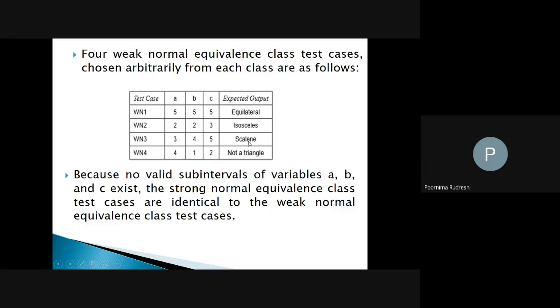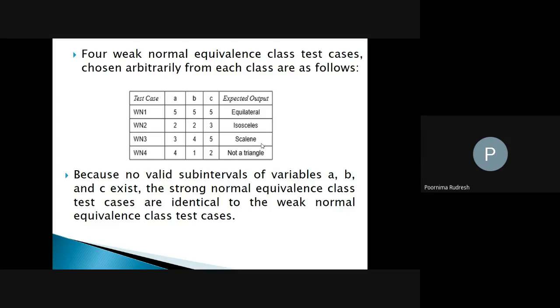If not these three cases, then the last one is not a triangle, because if B is equal to 1 and C is equal to 4, A is equal to 4 and B is equal to 2, we cannot construct the triangle, or it is not possible to construct the triangle. Then we say that the expected output will be not a triangle. Okay, these are the test cases we have considered for the valid variables.